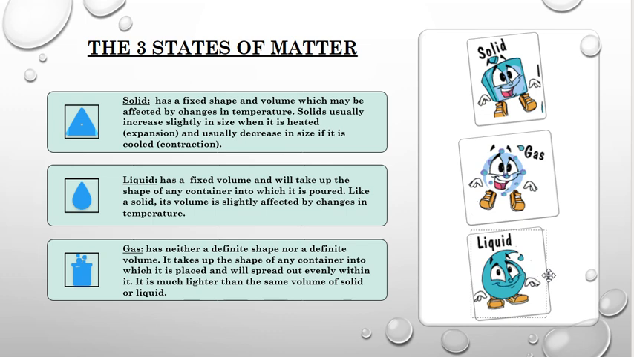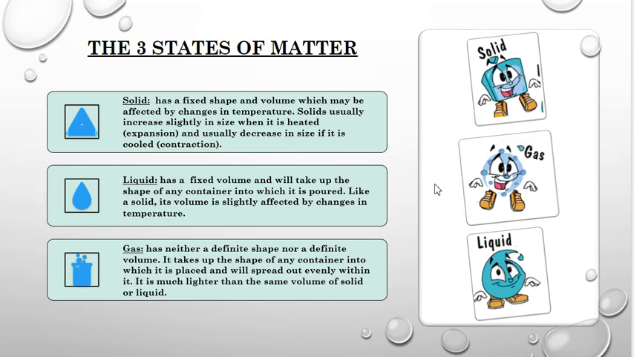Next is gas. Gas is a free-flowing form, and it has no definite shape and no definite volume. It takes up the shape of the container into which it is placed, and it will spread out evenly within it. It is lighter than the other two states of matter, that is solid and liquid. The gas is the lightest one.